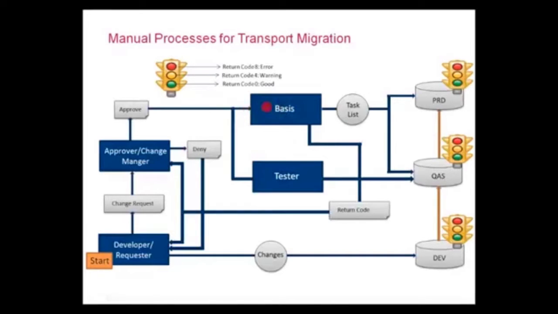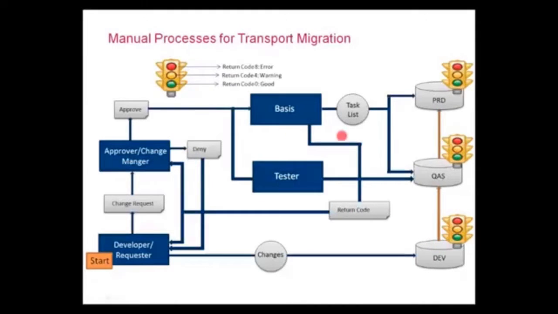The basis team collects all these approvals, creates a task list, and will send them in to each system depending on what the approval is for. After they're sent in, you want the tester that is familiar with the business process to test that out before moving it either way. The tester's going to let the approver know if everything's working correctly. And you see these little stoplights up here, which represent the return code you're going to get when you actually put the transport in.